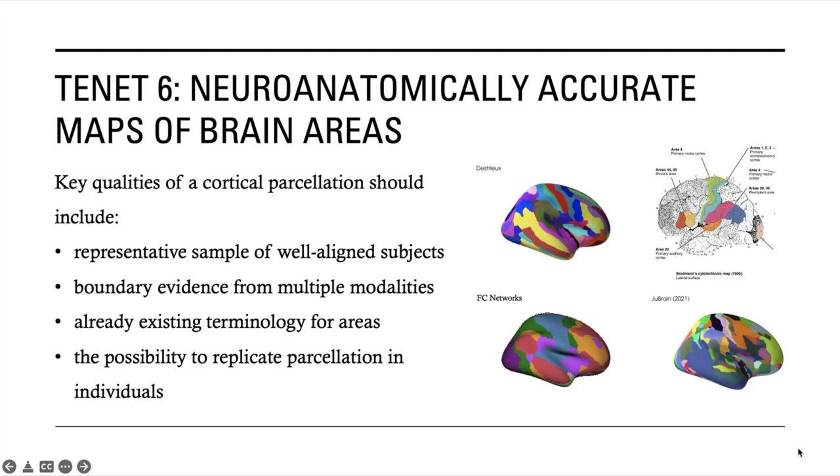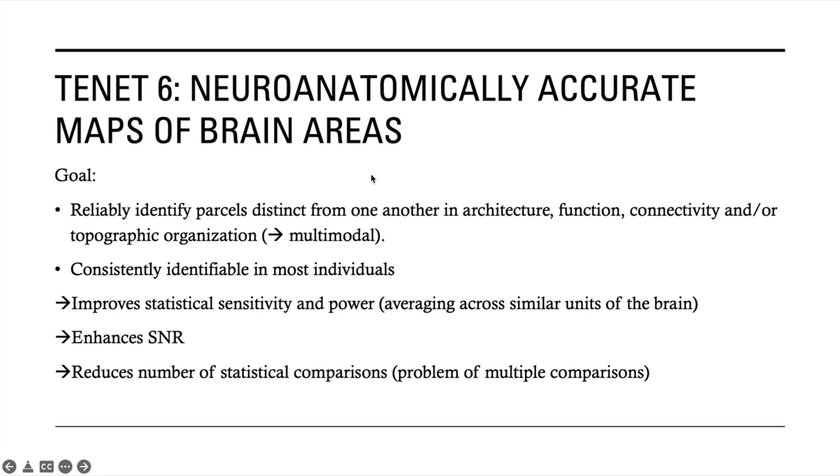And compared to different atlases, those qualities apply. Some of those qualities apply to different atlases, but not all of them. And this is quite a cool feature. So on the right side, you see the original Brodmann cytoarchitectonic atlas drawn by hand, and functional connectivity networks, cytoarchitectonics, and cortical topology-based parcellations. But the goal of the multimodal parcellation from the Human Connectome Project was to reliably identify parcels which are distinct from one another in architecture, function, connectivity, and topographic organization. So we have a multimodal data set to distinguish areal features of the brain. And we want to have a kind of framework that consistently identifies those areal features in individuals.